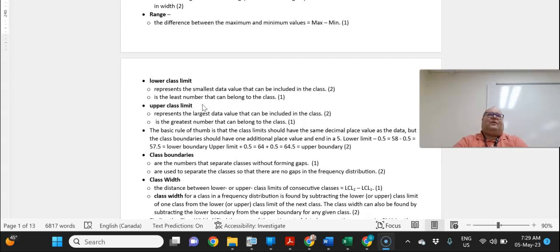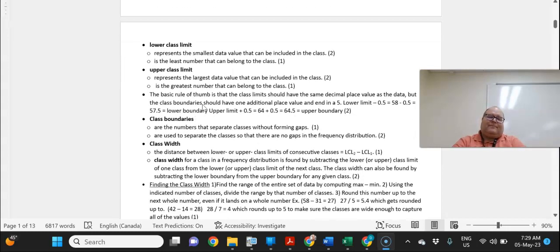However, there's an interval between each whole number, and for various reasons, we need to close that, and we create class boundaries. And our class boundaries will be halfway between the upper and lower limits, or the lower limit of one class and the previous upper limit.